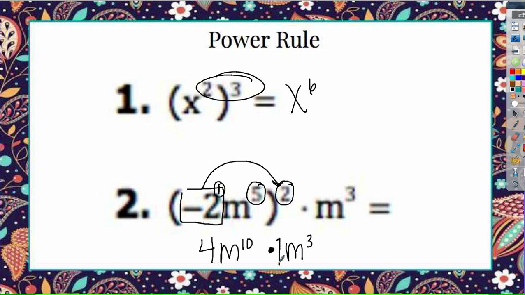Well, there's an understood 1 here, so I'm going to do 4 times 1, which just gives me 4. And then since I'm multiplying m by m, I can use that product rule that tells me that I can add the exponents to get m to the 13th. So if there are just numbers out front, we got to remember to just multiply them like normal, add our exponents. If there's a coefficient out front of a number for the power rule, I've got to remember to distribute that outside exponent to that number as well.